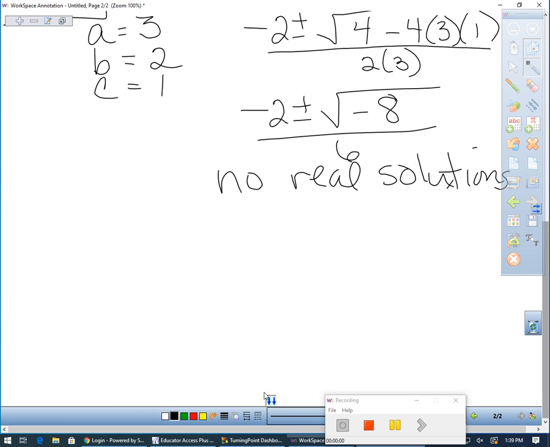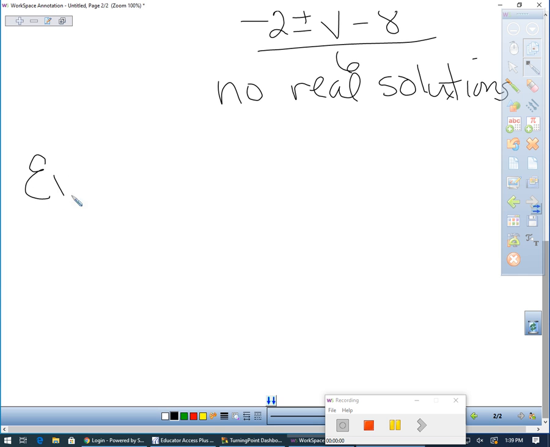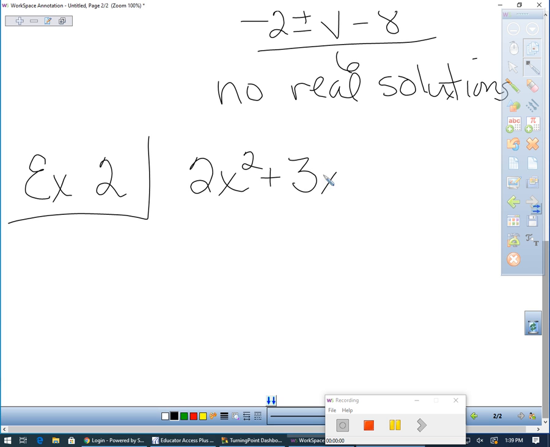All right. Let's do another one. Example number 2. Let's say I have 2x squared plus 3x equals 12. Yes, we have to subtract it over, so that's step number 1. So 2x squared plus 3x minus 12 equals 0.